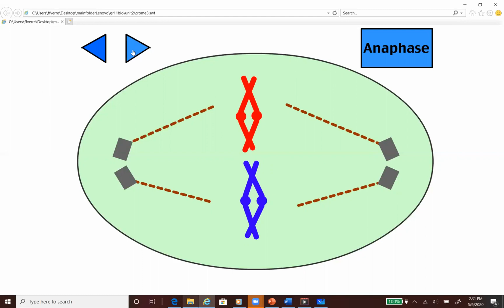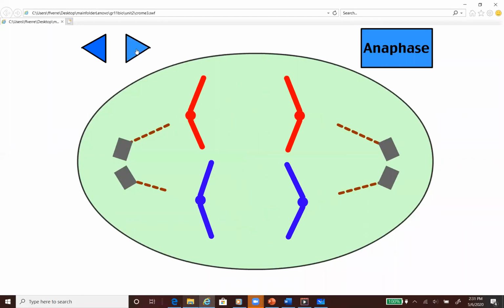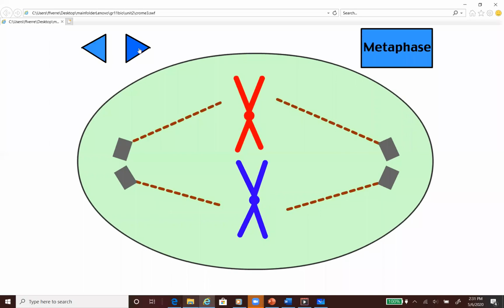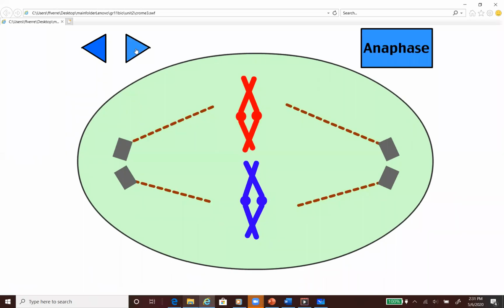And you can kind of predict what's going to happen next. So the next stage is something called telophase. And that's when the chromosomes get pulled to opposite ends. And again, you can see now why we need to line them up so that we can evenly split them.